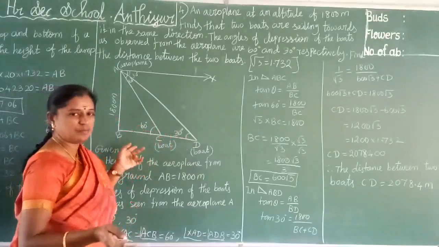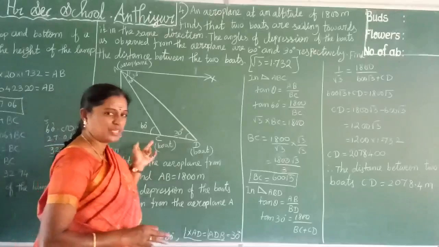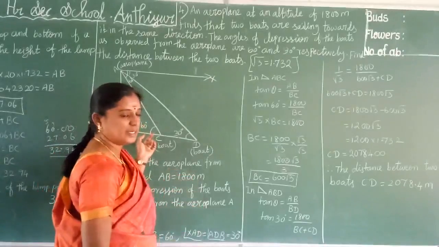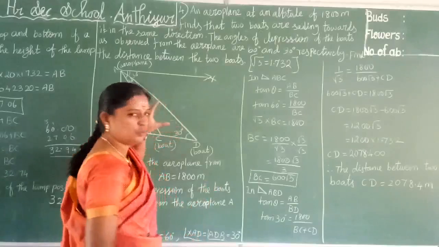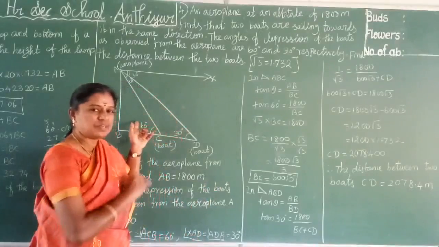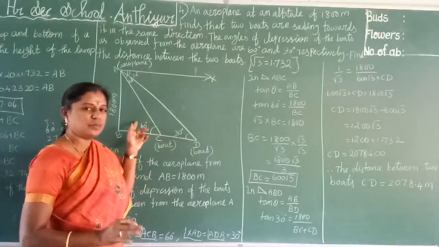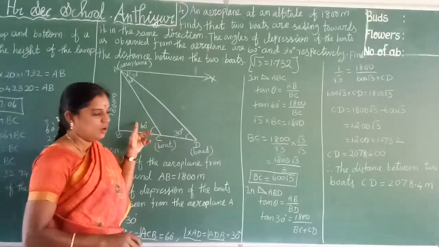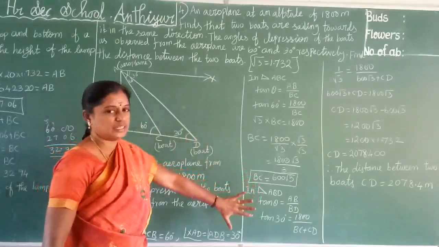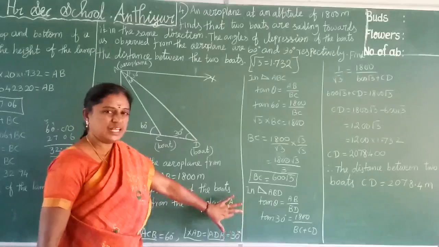After that, apply the same method, angle of elevation. Now we select which triangle. First you draw the diagram. After that, all the questions use the same method, through the trigonometric ratios and table values. All the questions are the same method, only the answers are different. Clear?